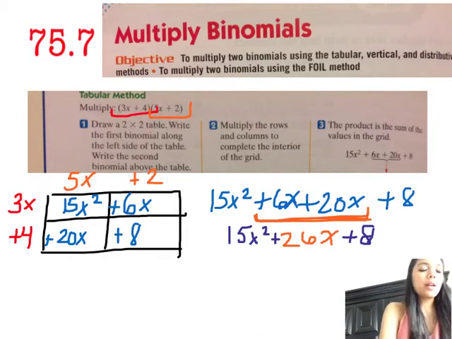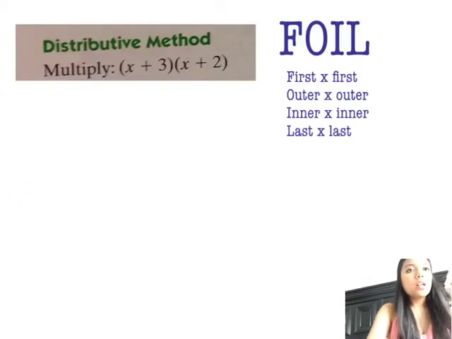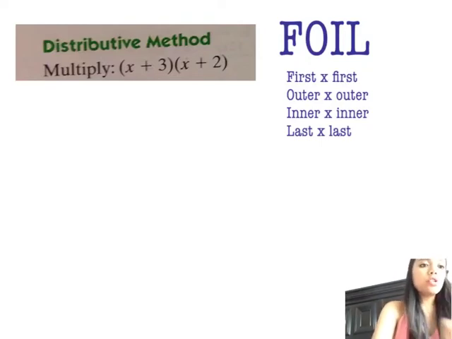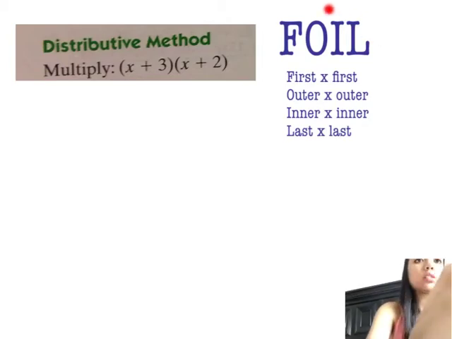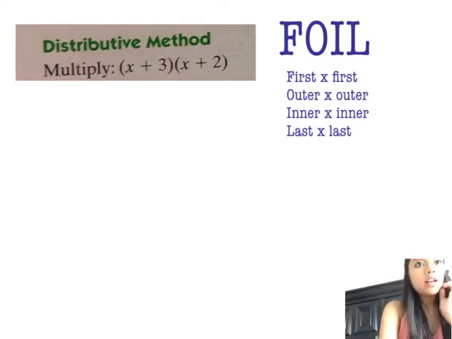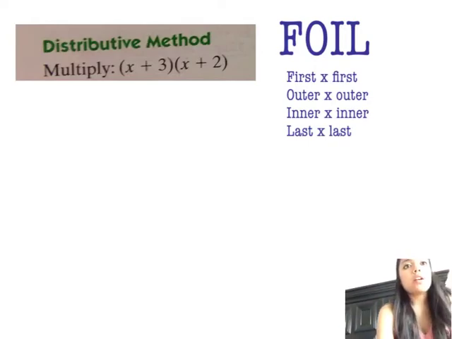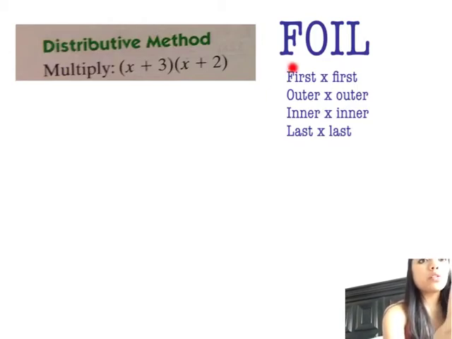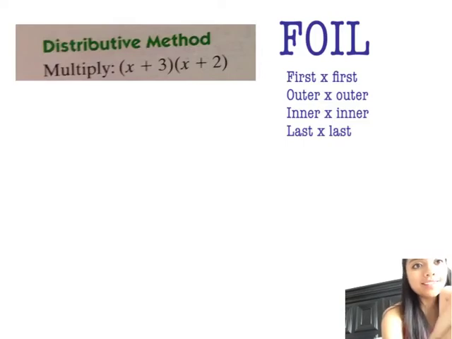Alright, so the distributive method, the easiest way for you to remember what to do is to write FOIL. I need you to write this on your notes. You need to know this. Specifically, you need to know what FOIL stands for. So it stands for first times first, outer times outer, inner times inner, last times last. So I'm going to do first times first, because that's what I need to do first.